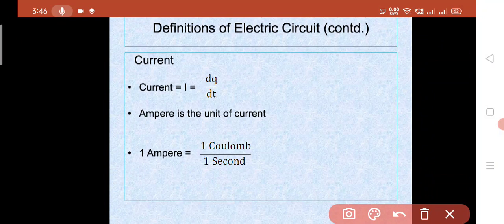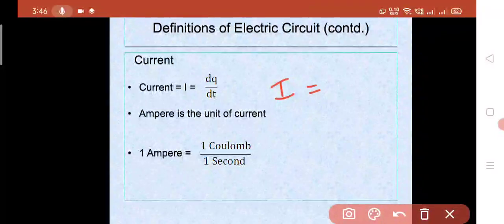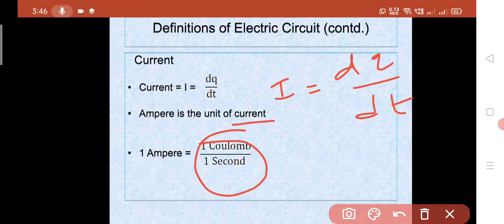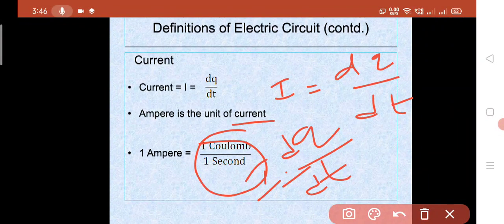Next one, current. So I is equal to dq by dt, where q is the coulombs. So ampere is the unit of current. 1 ampere is equal to 1 coulomb by 1 second. So I is equal to q by t, or dq by dt.